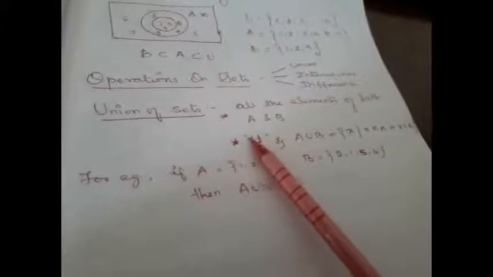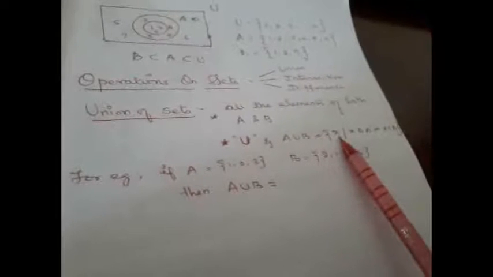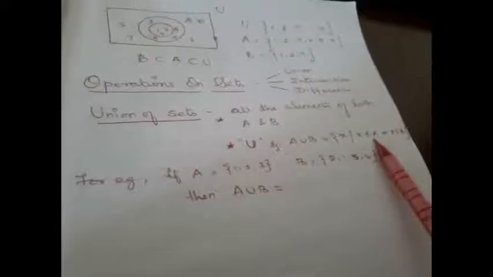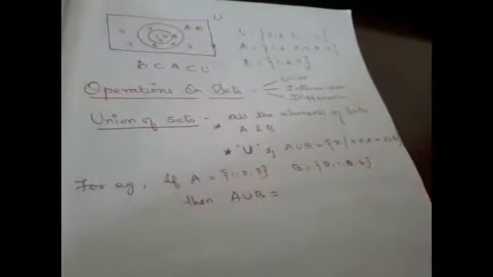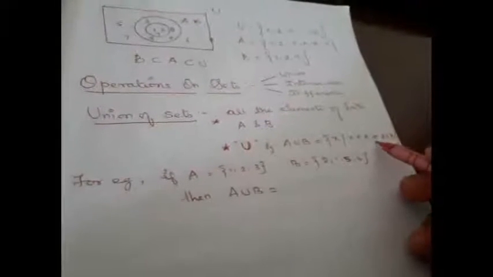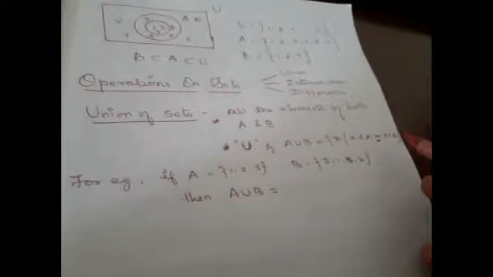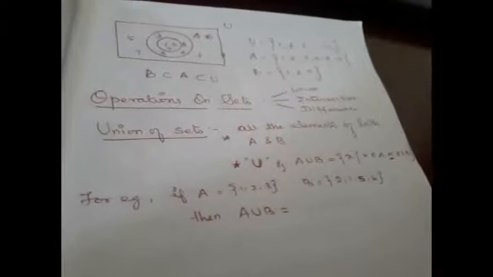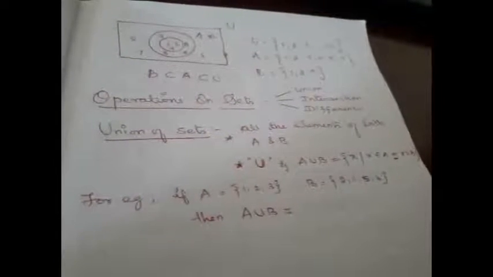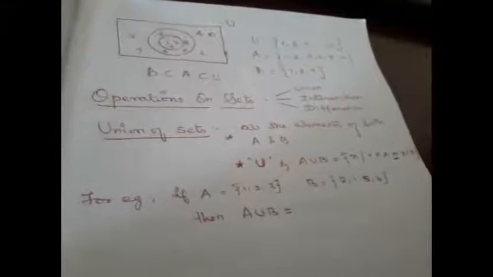This is not U, this is a symbol for union of sets. For example, if we write it as A union B, which includes the set of all x such that x belongs to A or x belongs to B. Understand it, or. What is the meaning of or? The element can either be available in A or in B. It is not necessary that the element should be available in both the sets.